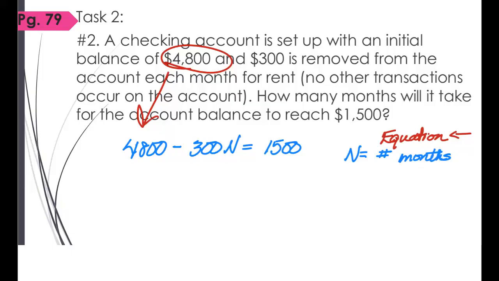We're saying 300 is removed. That's the subtraction from the account each month. So if I did 1 month, that would be 300. If I did it for 2 months total, that would be 600. But we don't know how many months, so that's why I'm putting in that variable. And usually whatever they're asking for, that's what your variable is going to be. Okay? And we're trying to reach 1500, so that's what I'm putting on the other side.